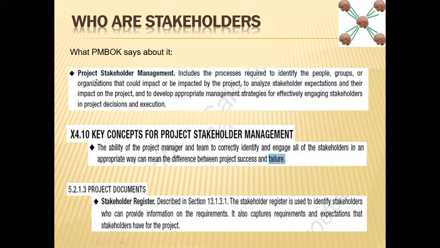The statement one: project stakeholder management includes the processes required to identify the people, groups, or organizations that could impact or be impacted by a project. So this is the first part, identification: stakeholder management should have a process. By this process, you should be able to identify what kind of things can be a stakeholder. These things could be organizations, groups, or people.